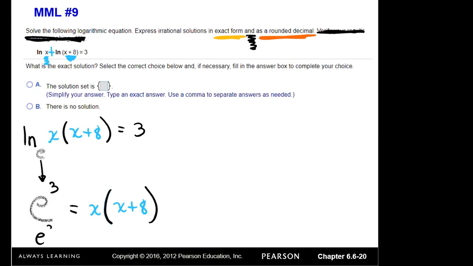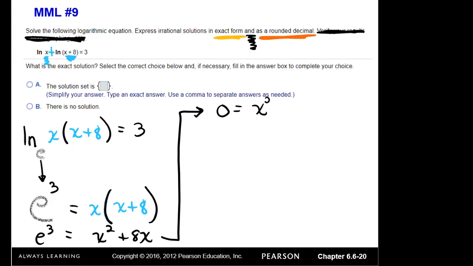All right, well, first things first, get rid of the parentheses. So I distribute. I get x squared plus 8x. That's a quadratic. I need to set that equal to 0. So I'm going to subtract over the e cubed. You are not allowed to grab your calculator because remember, e is really 2.87 blah, blah, blah, something or other. And I have to leave it in exact form, which means I have to leave that e in there.